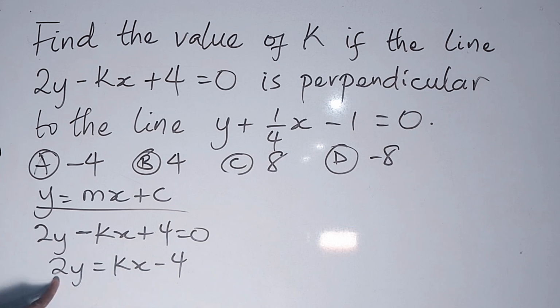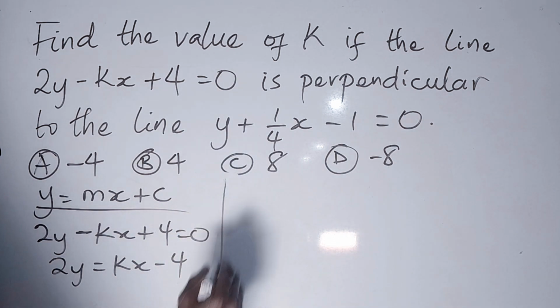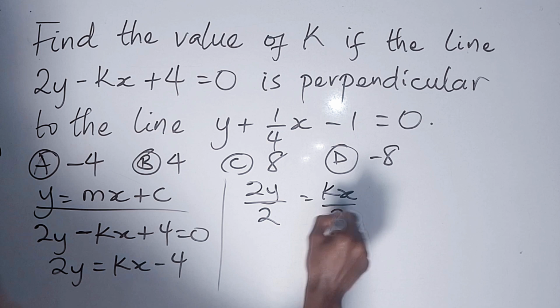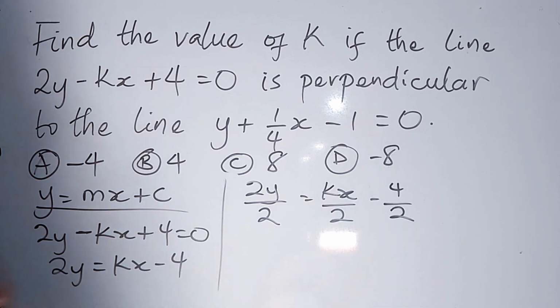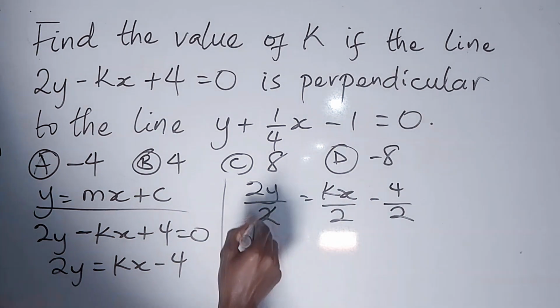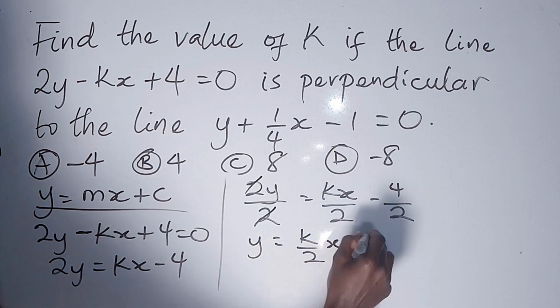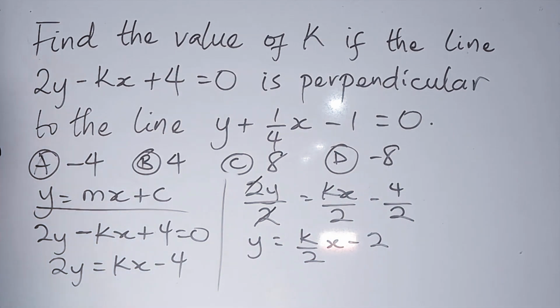But we are still left with this 2 here. We want it to be eliminated. So what do we do? We divide through by 2. 2y divided by 2 equals kx divided by 2 minus 4 also divided by 2. So the 2s cancel out, and y is k over 2 x minus 2, since 4 over 2 is 2.